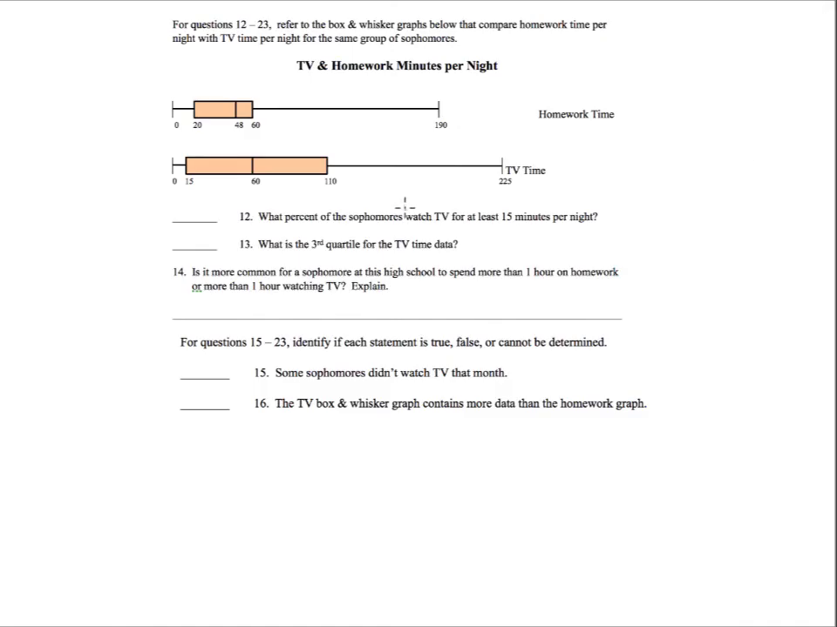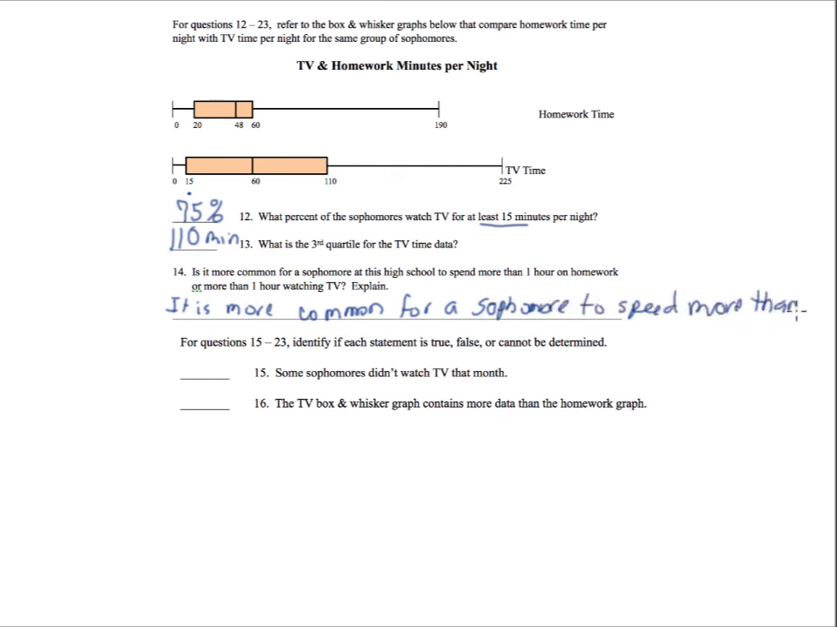In our next example, we're going to look at 2 side-by-side box plots. In question 12, what percentage of sophomores watch TV at least 15 minutes per night? Well, that'd be 75% because 15 is quartile 1. Okay, what is the third quartile of TV per night? That's 110 minutes. Is it more common for sophomores at the high school to spend more than 1 hour on homework or on television? Obviously, it's television. How do I know that?